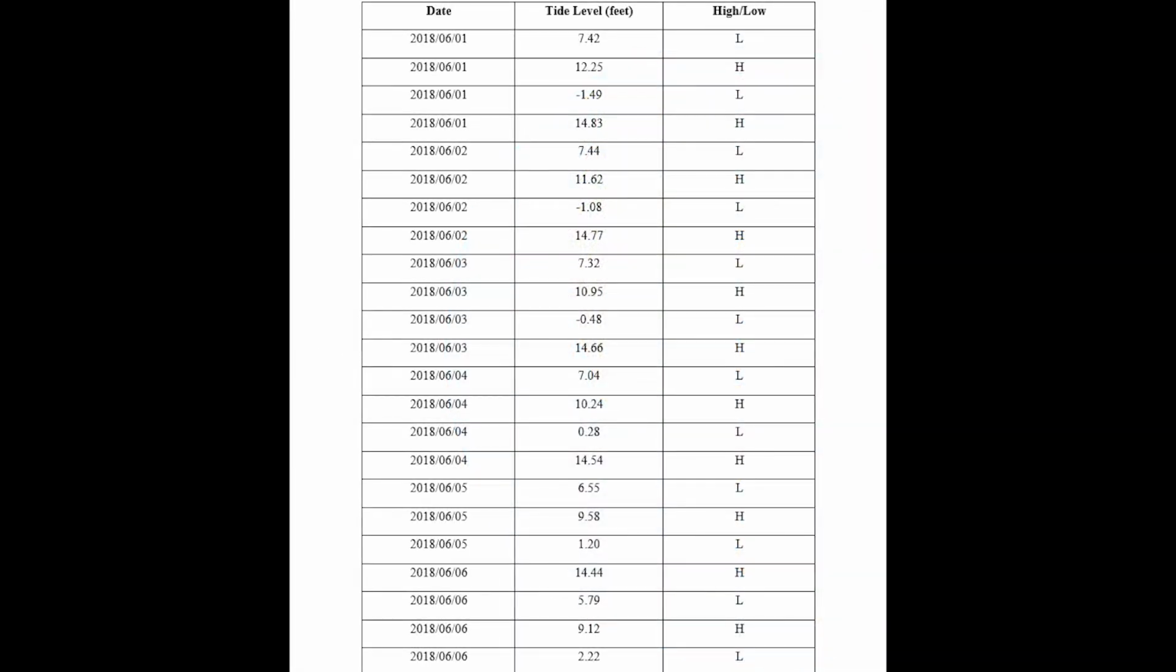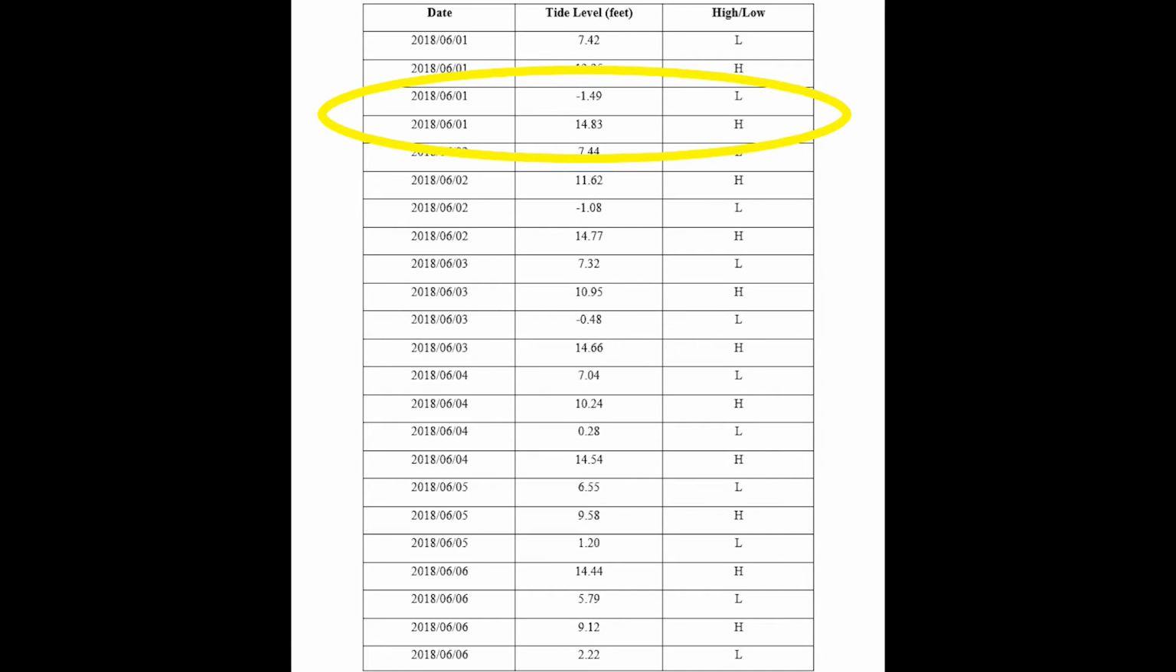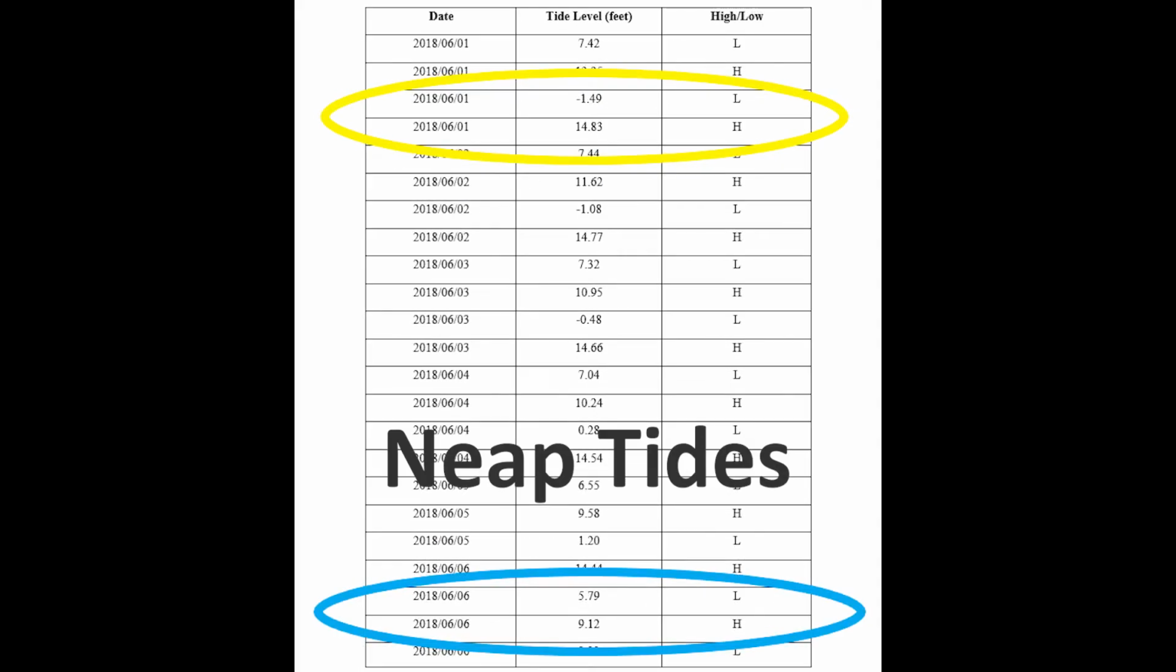This is called the tide table. Look at the data for high and low tide levels on the table. Circle and label the spring tides, the highest high tide, and the lowest low tide. Great, you should have circled the second set of tides on June 1st. Now circle and label the neap tides, the lowest high tide and the highest low tide. Our neap tides were the middle two tides on June 6th.